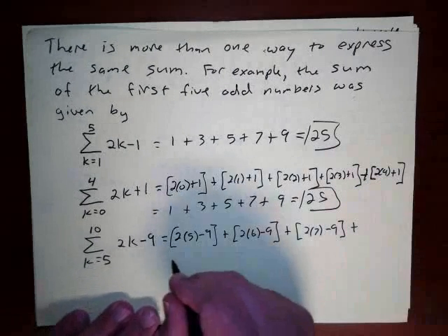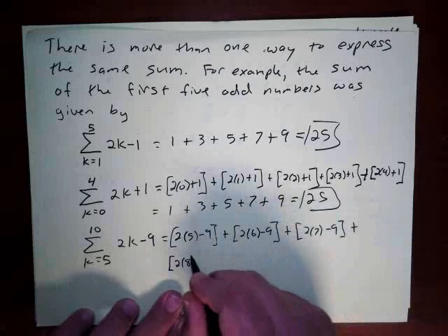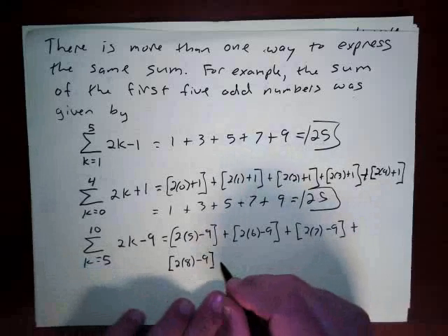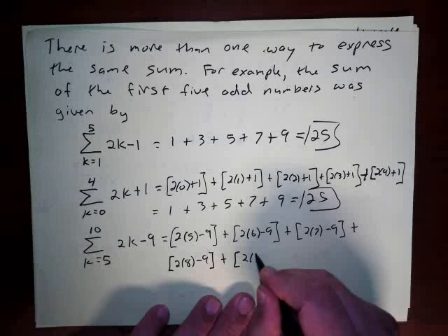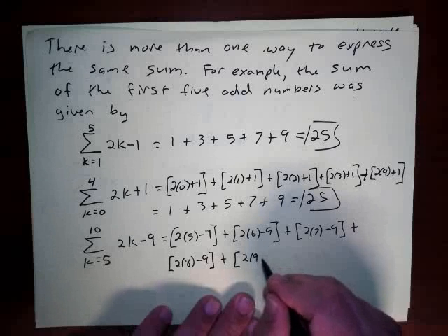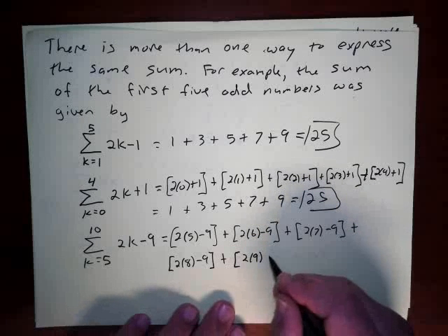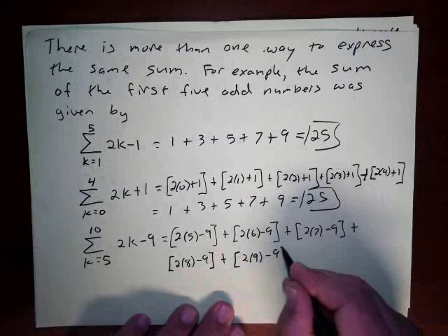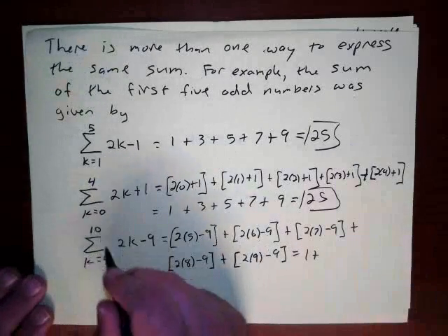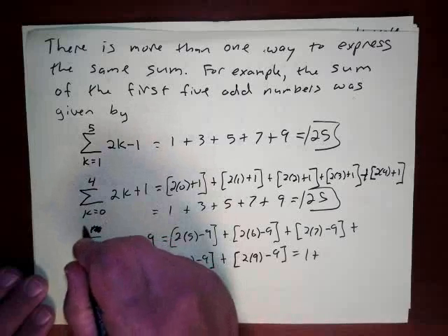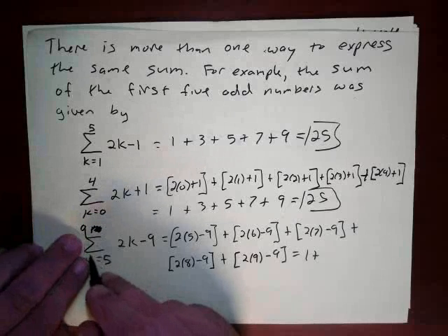and I'll continue down here. 2 times 8 would give you 16, minus 9 is 7, and then 2 times 9 would give you 18 minus 9 is 9. Okay, and that would give me 1. So notice I got that wrong. It's not 5 to 10, it's really 5 to 9. And that gives you 5 terms. It's because it includes the 5 and then 6, 7, 8, 9.